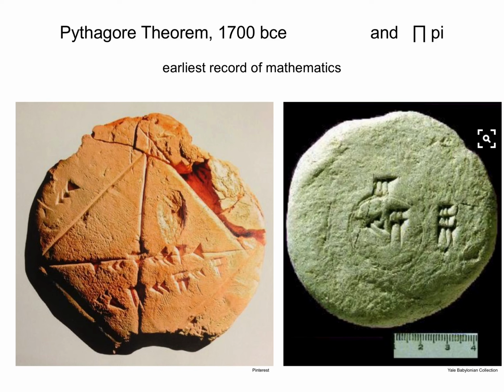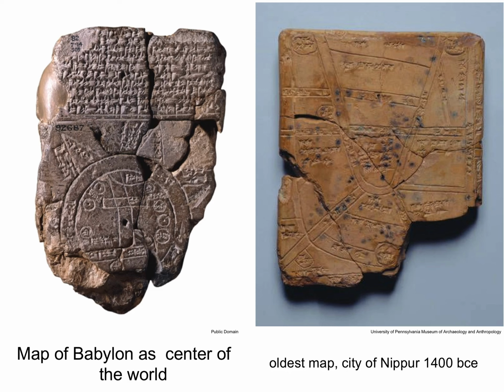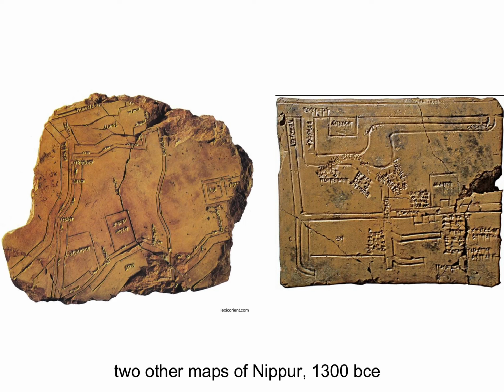The earliest records of mathematics are also found on ceramic objects. We have the Pythagorean theorem on the left and the first mention of the number pi on the right. This is an example of trigonometry. The first maps that we have are also on ceramic material. This is a map of Babylon as the center of the world. The oldest map we have is from the city of Nippur in Mesopotamia from 1400 BCE. Here are two other maps of Nippur from around that time.